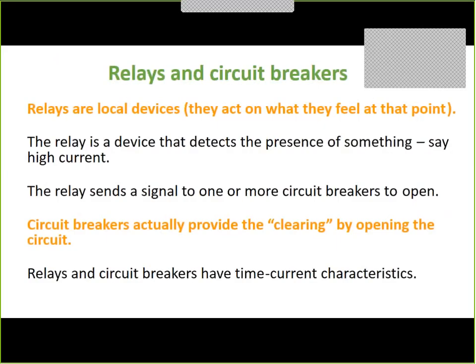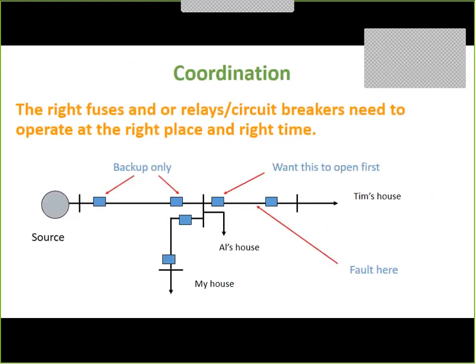Relays and circuit breakers, how are they related in this protection business? Relays are the local devices, and they act on what they get from a sensor like a current transformer or a voltage transformer. And the relay is the brains behind the protection. If there's something wrong, the relay will send a signal to the circuit breaker to open up the circuit and protect you against the abnormal behavior. So the relay is just a computer that's programmed to detect certain things, and it has communication because it has to talk to neighbors and talk to circuit breakers. They have time current characteristics also.